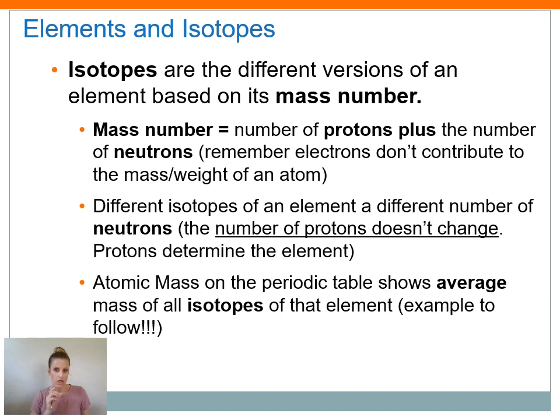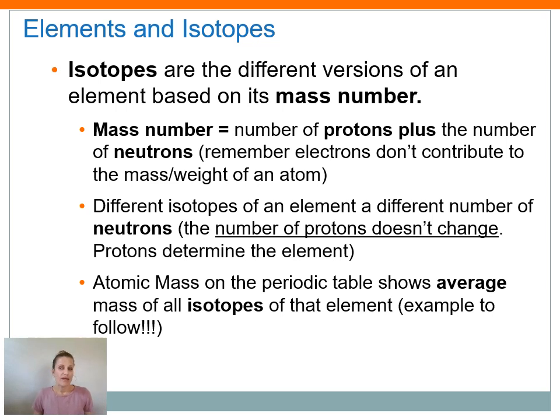Later on, they can change electrons, but to start, they have the same number of protons and electrons. So while the atomic number tells you the number of protons, it's also going to tell you the number of electrons. So we can use atomic number to tell us the number of protons that are present and the number of electrons that are present.